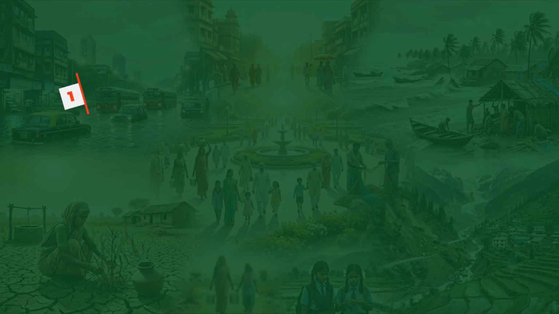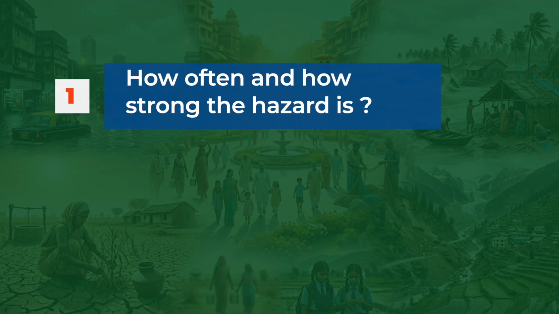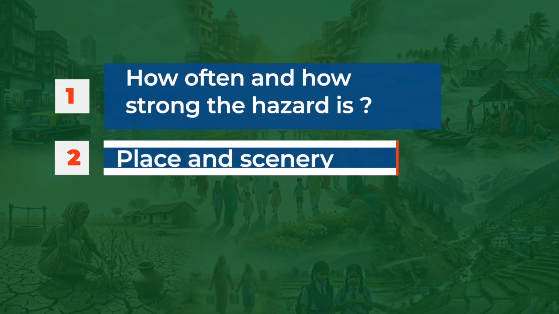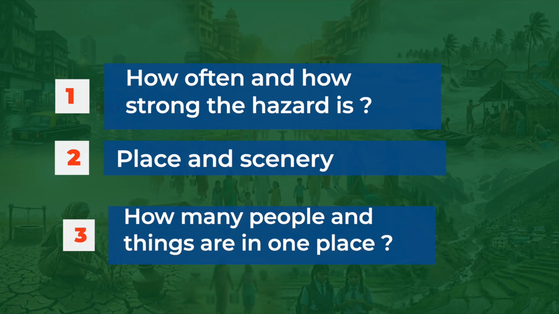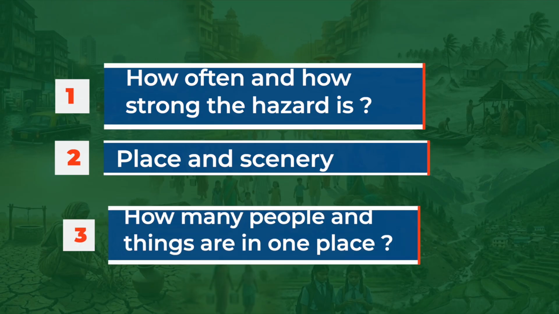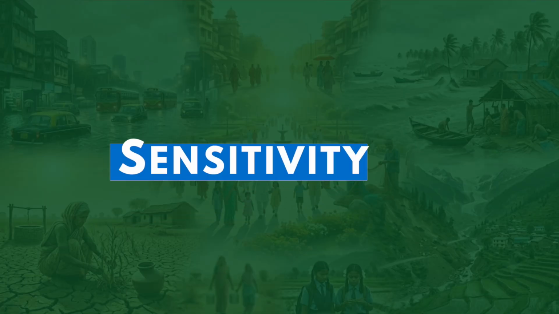The first is how often and how strong the hazard is. The second is place and scenery. The third is how many people and things are at one place. Now the second concept, as I explained, sensitivity.